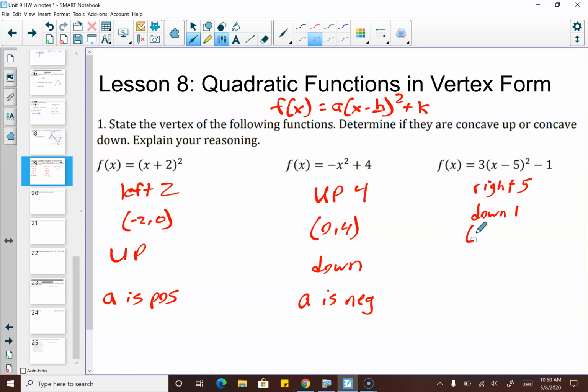So if we go right 5 and down 1, that gets us to a vertex of 5, -1. Now we look at the number out in front. I see a +3, so we will be concave up. And again, because A is positive. Okay?